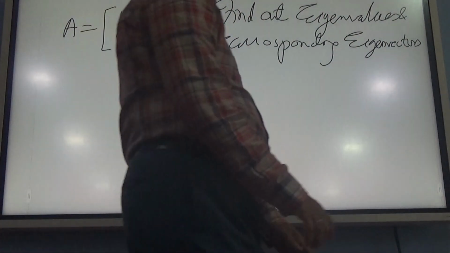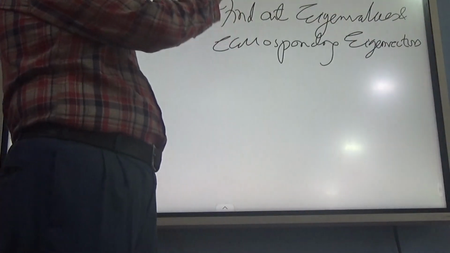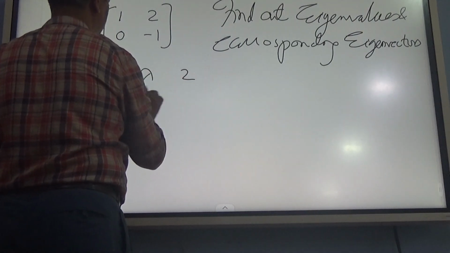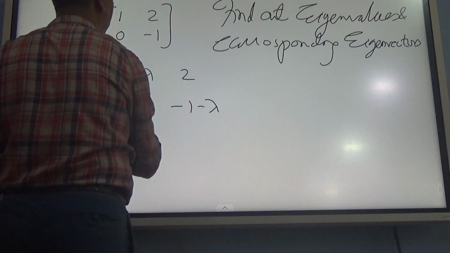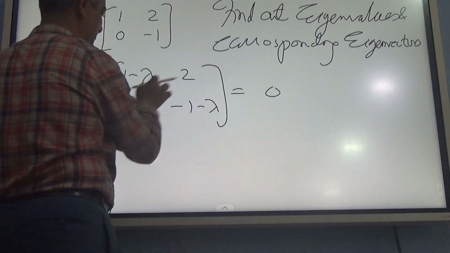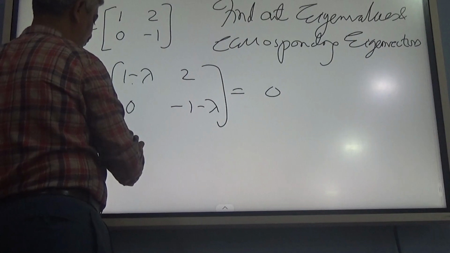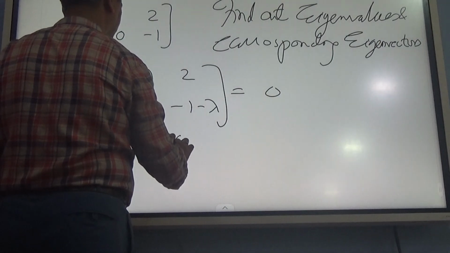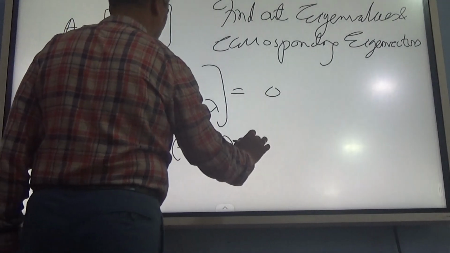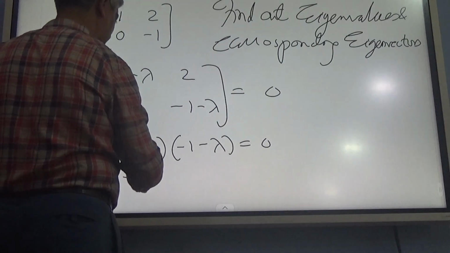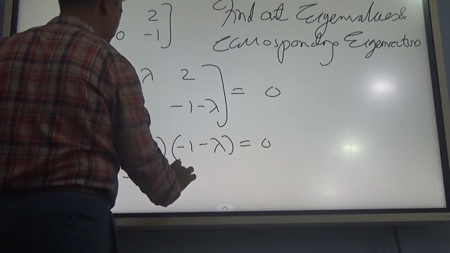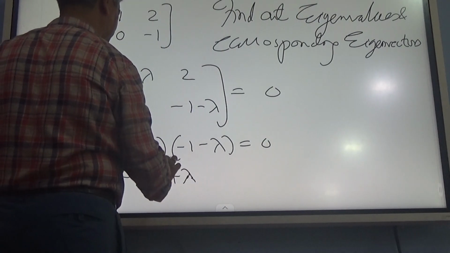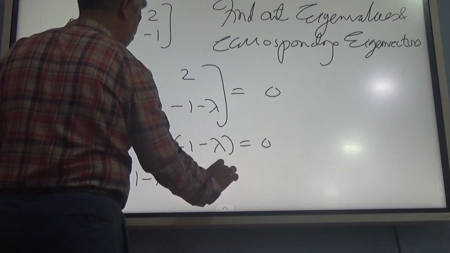So what is the procedure? Simple. The determinant of A minus lambda I must be equal to 0. So the matrix is 1 minus lambda, 2, 0, minus 1 minus lambda. That must be equal to 0. So it is simple. 1 minus lambda into minus 1 minus lambda equal to 0. So minus 1 minus lambda plus lambda plus lambda square equal to 0.